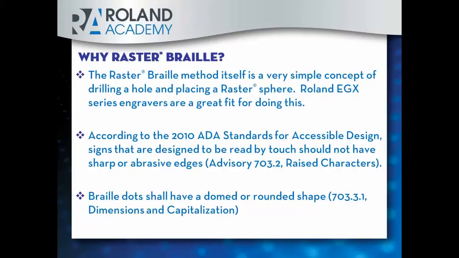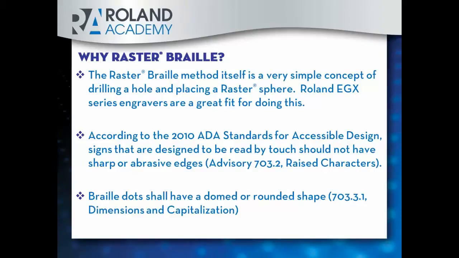Now, why raster braille? We're going to try to answer that question as opposed to photopolymer. Now, the raster braille method itself is a very simple concept. Basically all we're doing is drilling a hole and placing in a raster sphere, a little raster ball. The Roland EGX series engravers are great for this. So the EGX 350, the 400, and the 600.